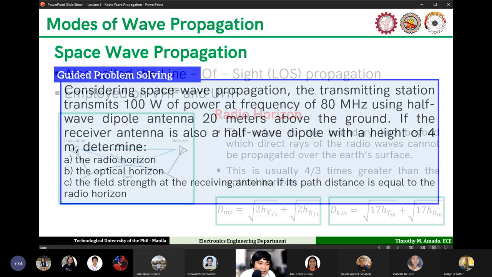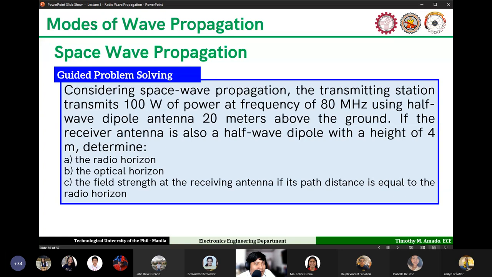Okay, let's answer this problem, guys. Considering space wave propagation, the transmitting station transmits 100 watts of power at a frequency of 80 megahertz using a half-wave dipole antenna, 20 meters above the ground. If the receiver antenna is also a half-wave dipole with a height of 4 meters, determine: A, the radio horizon; B, the optical horizon; C, field strength at the receiving antenna, if its path distance is equal to the radio horizon. Okay, game. Let's do this.